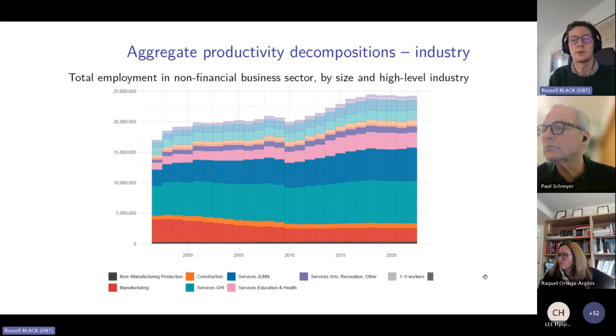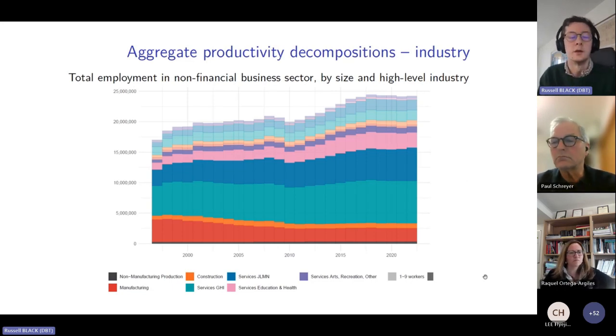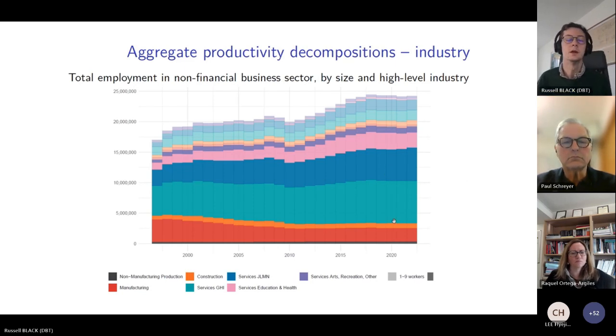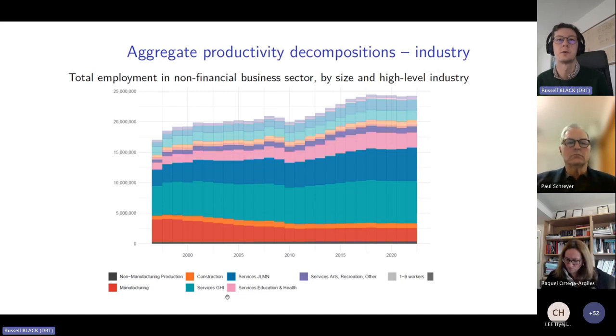Finally, which industries are responsible? We can show you this at least. So this is the total number of workers in each industry, and the core industries that we're taking are the 4 bottom ones here. So manufacturing, construction, and services. Services are split into industry sections GHI and industry sections JLMN. GHI is retail, transport, and hospitality. And JLMN is information technology and professional services.